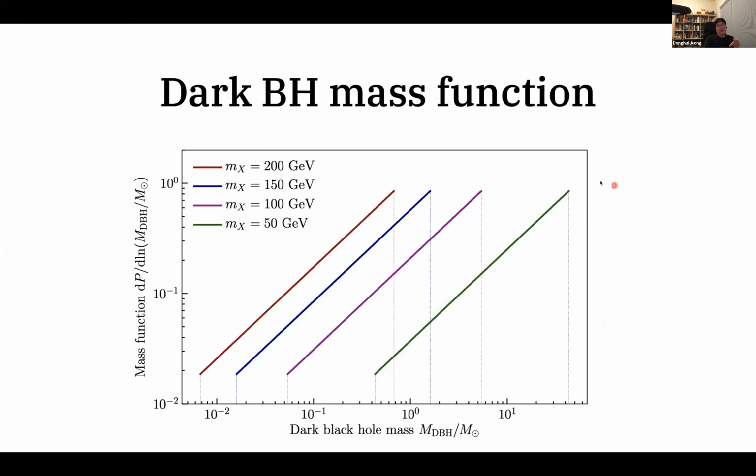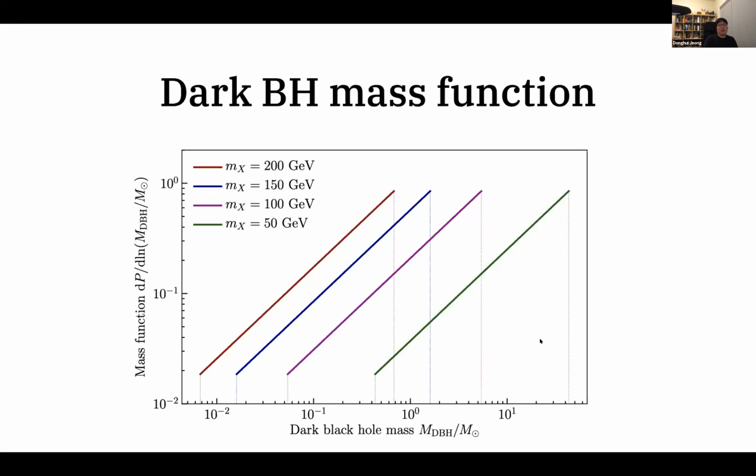Here I plot four different proton masses: 50 GeV, 100 GeV, 150 GeV, and 200 GeV. The standard model proton is 1 GeV, so those are very heavy, 50 times heavier than the standard model proton, and then 200 times heavier. As you move to the heavier side of dark matter, the spectrum of the dark matter black hole distribution is pushed to smaller and smaller mass. And here we can make black holes of 1 solar mass and below very easily.